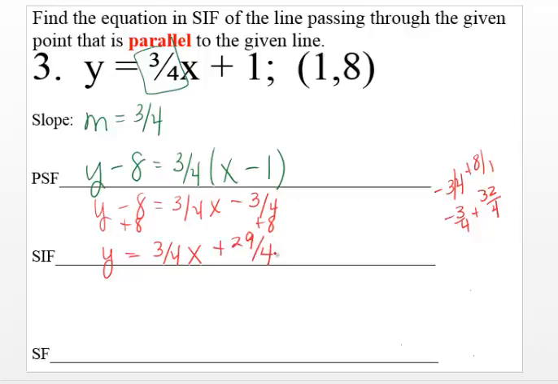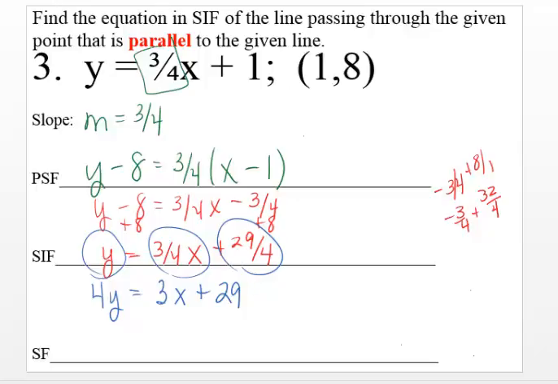I went ahead and left it as an improper fraction because the next step is to put it in standard form, which means I have to get rid of all my fractions. So I'm going to multiply every term times 4. So I'll get 4y equals 3x plus 29.